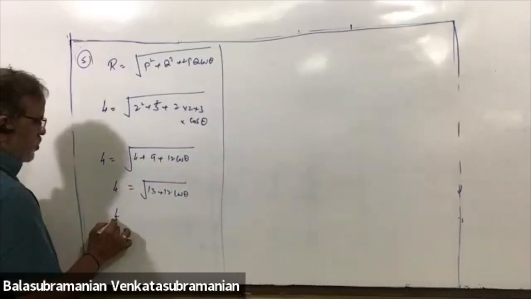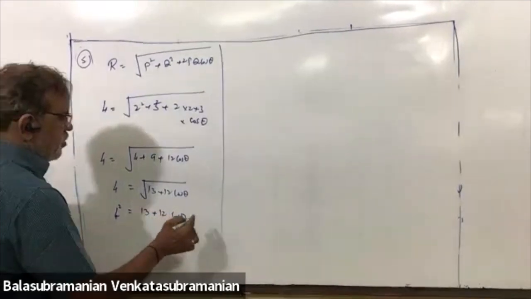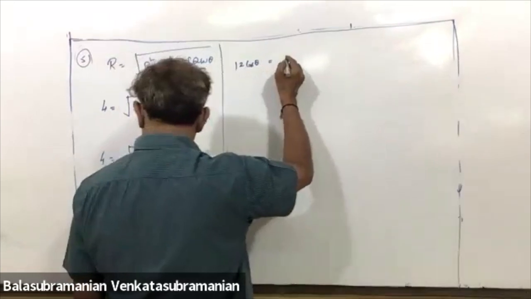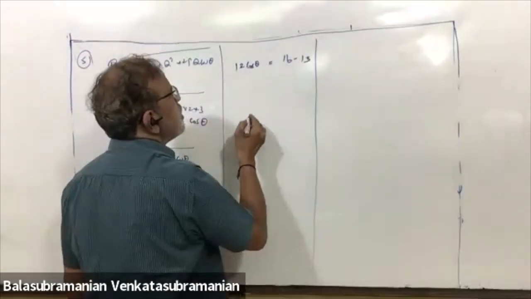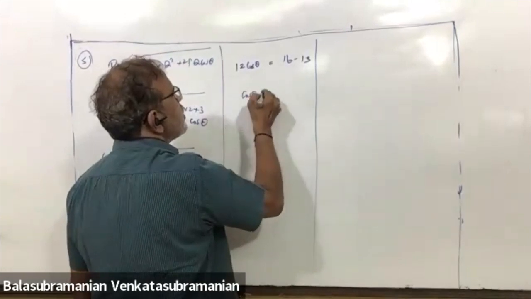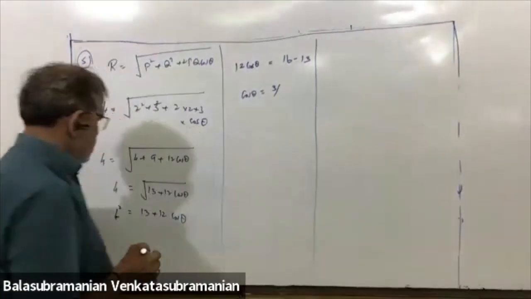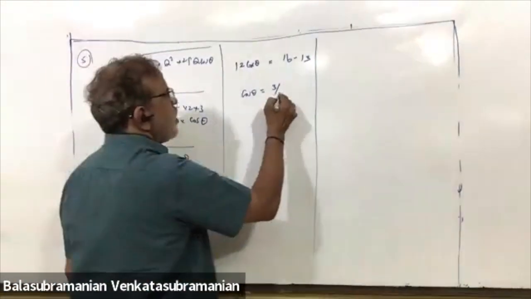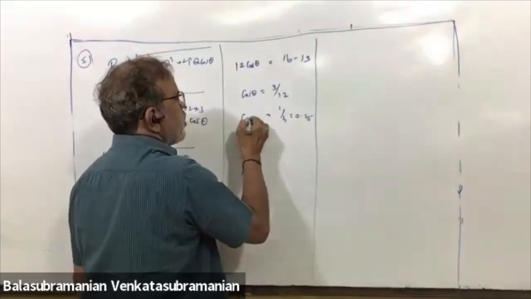Squaring, 4 square is equal to 13 plus 12 cos theta. So 12 cos theta is equal to 16 minus 13. Cos theta is equal to 3 by 12, that is 1 by 4, which is 0.25.